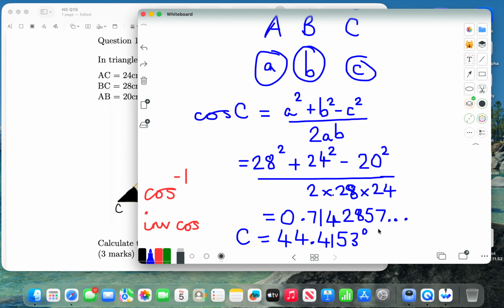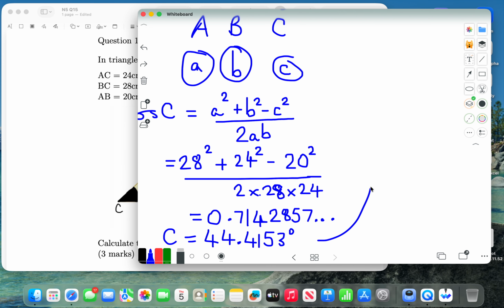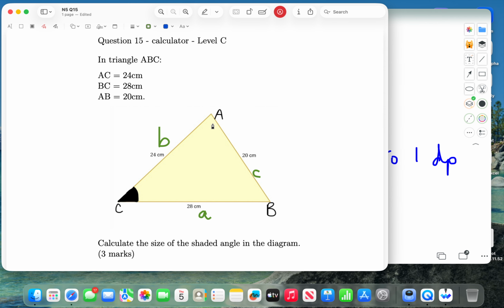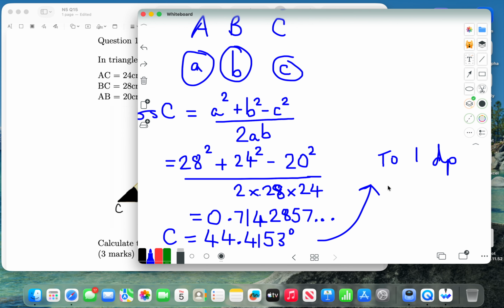But that's too many decimal places, I would say. So to one decimal place, and it's the angle ACB. So angle ACB equals 44.4 degrees.